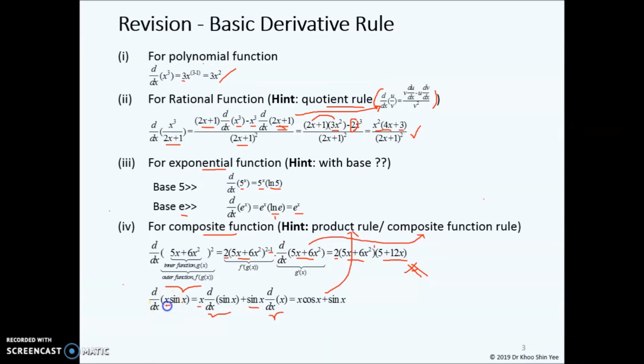If you want to differentiate x sine x, a product, we can use the product rule, where we keep the x in front and differentiate the sine, and then keep the sine x and differentiate the x. Differentiating sine x, you get cos, so we get this term. Differentiating x, you get 1, so we get this.